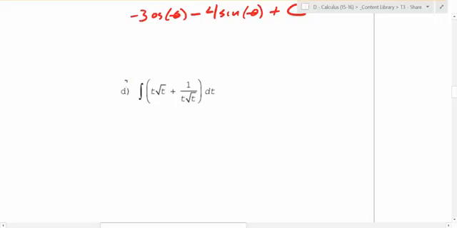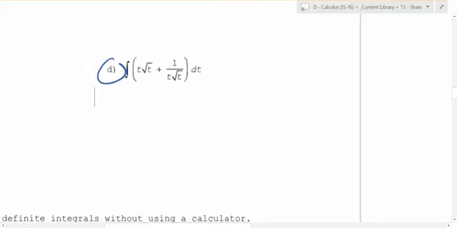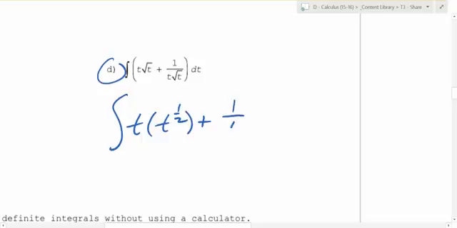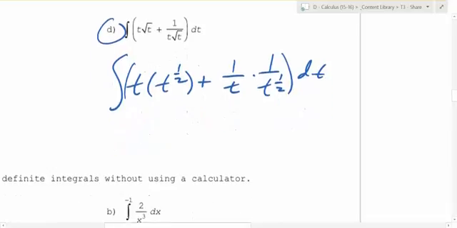Do first. What do you think you should do first on D before you integrate? Simplify is not quite the right word because it's debatable what the most simplified form is. But instead of radical form, let's write it in exponent form. So this is going to be the integral of t times t to the what power? 1/2 plus 1 over t times 1 over t to the 1/2, dt, right? So I'm doing this in pieces. We're not done simplifying. This is t to the first.